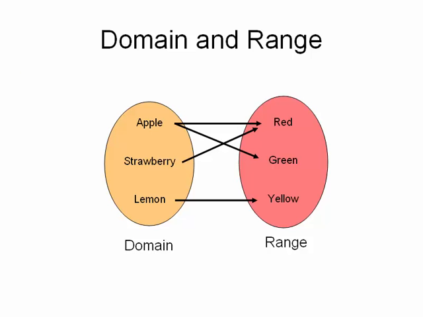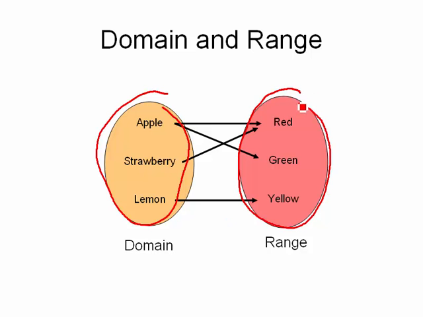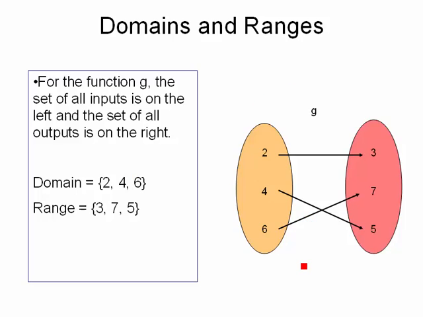In our first example, where we were connecting fruit or berries with their colors, the inputs we were talking about were over here, and those were the domain. So apple, strawberry, and lemon were the domain for that problem. The range were all the things over here. So red, green, and yellow was the range. Even though that previous relationship was not a function, we can still talk about the domain or range.